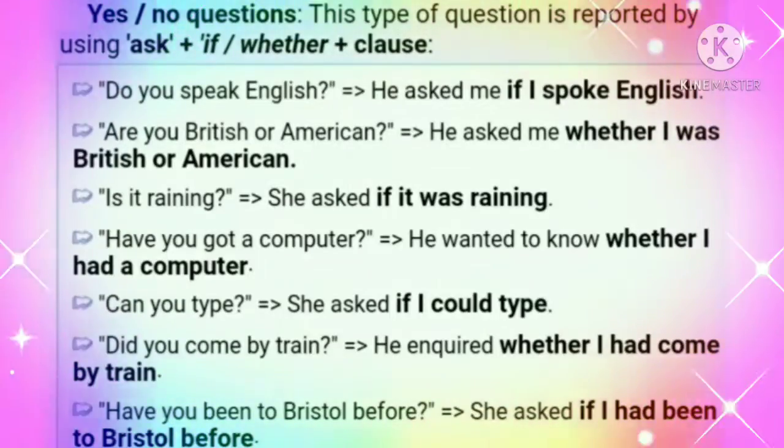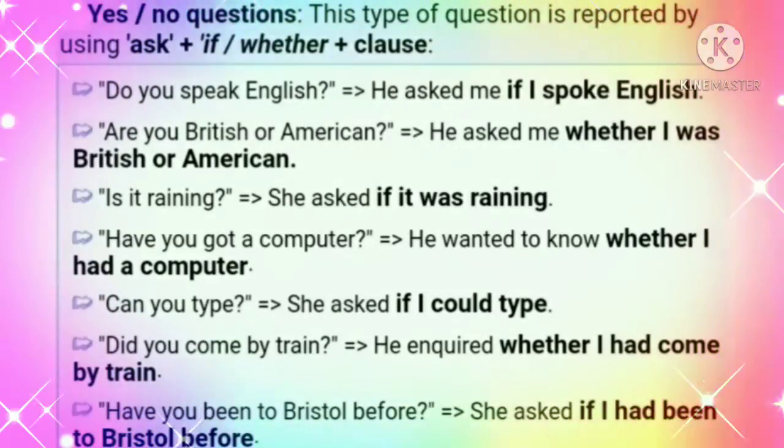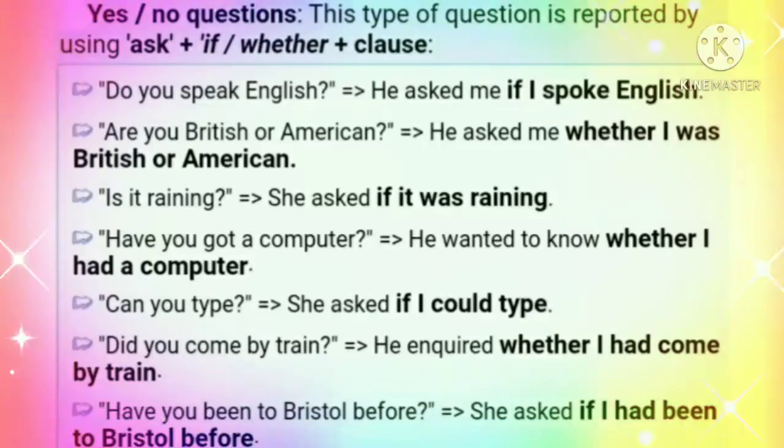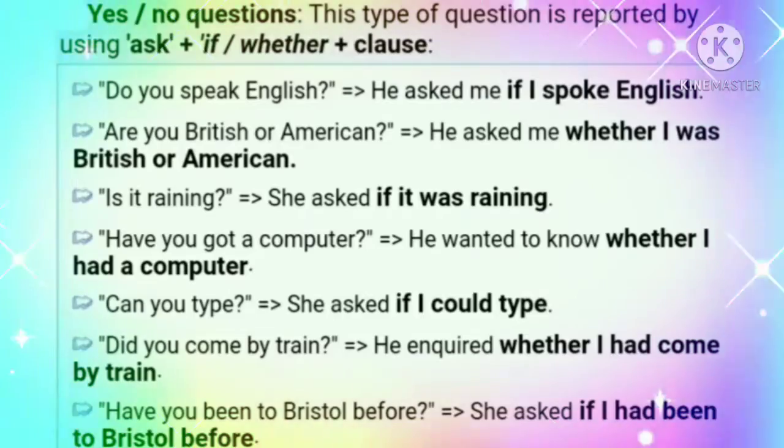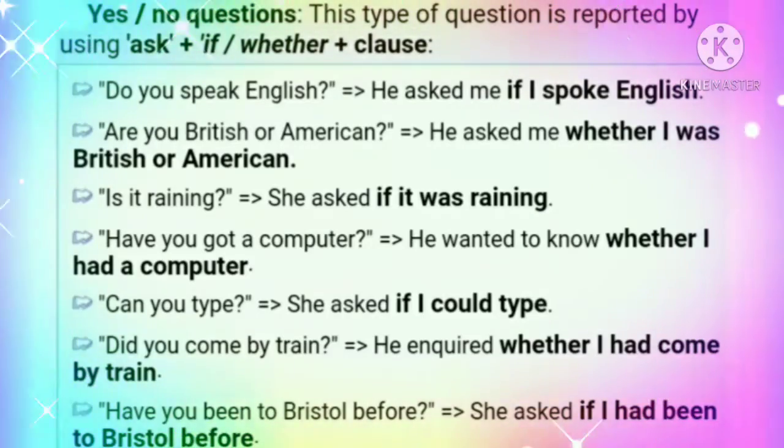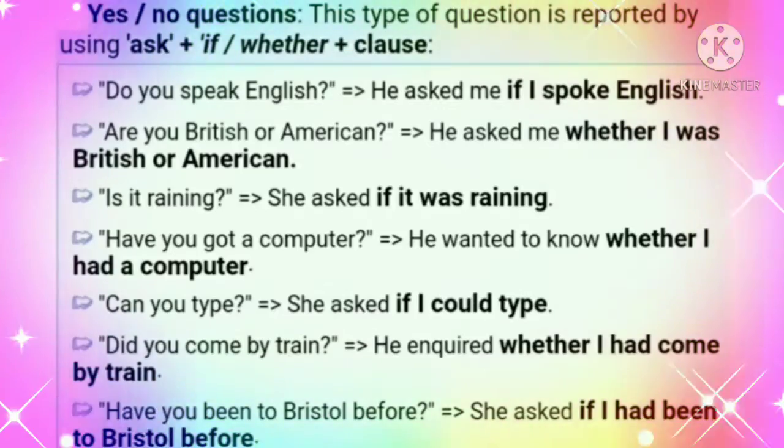So auxiliary questions or yes no questions need only a yes or no in their answers. That's why they are called yes no questions. So examples. So this type of questions is reported by using ask plus if or whether and the clause.